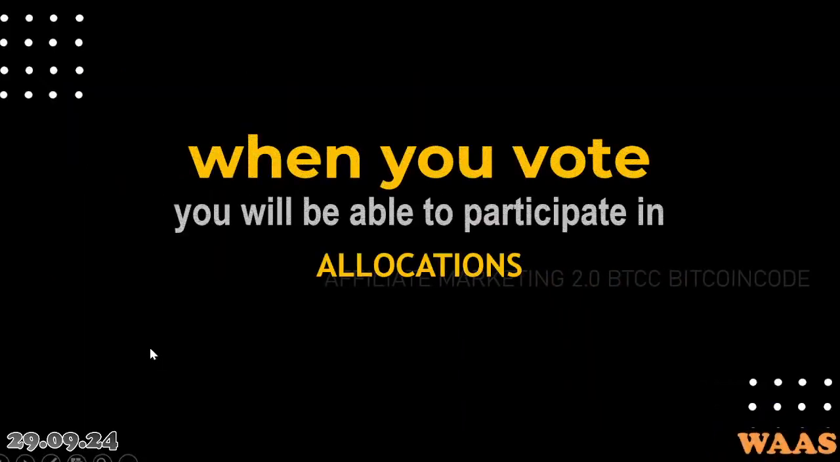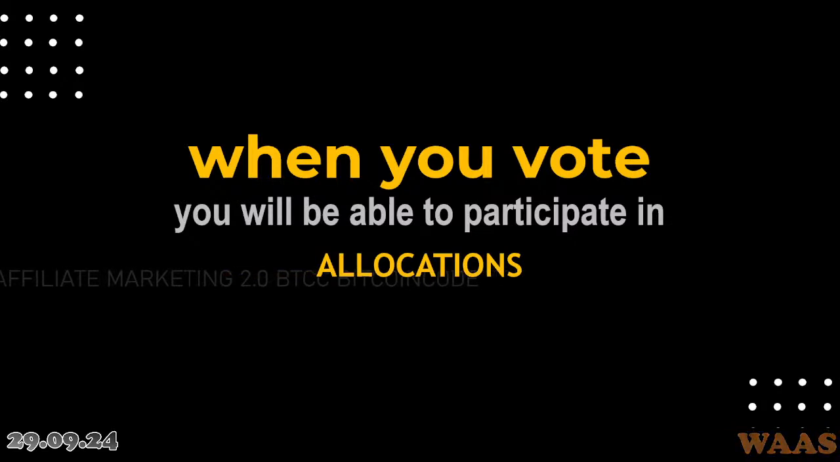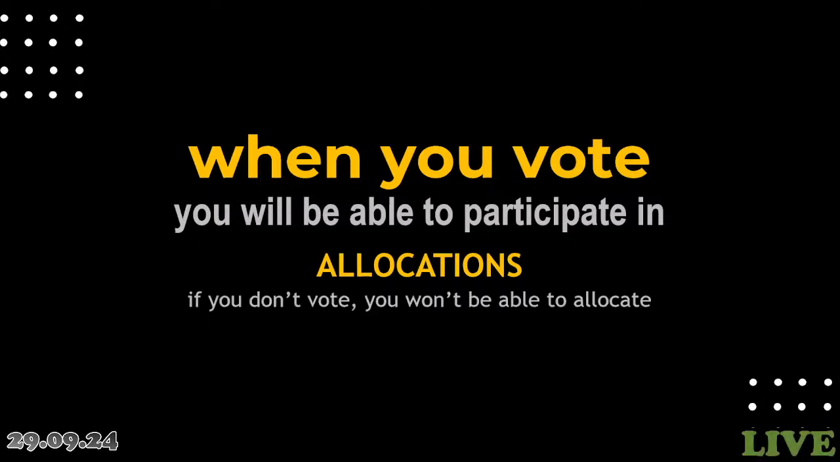So when you vote, you will be able to participate in the allocation for which you have voted. This allocation will be made available on the DApp, and you will be able to see all these things over there. It's just a basic functionality of clicking a button and doing the basic things around. So if you don't vote, you won't be able to allocate. If you vote, you will be able to allocate in that particular allocation.